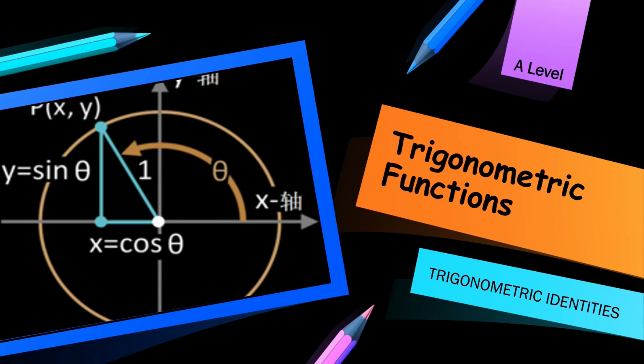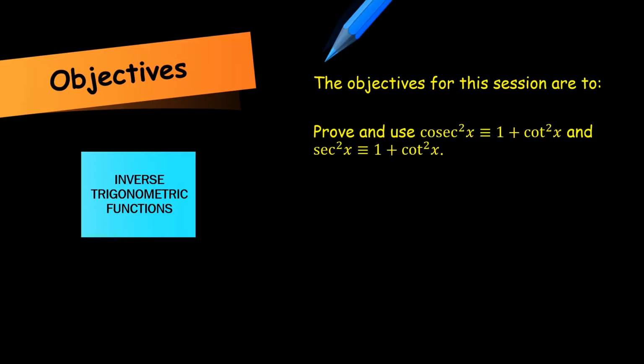Welcome to the session on trigonometric functions, trigonometric identities. The objectives for this session are to prove and use cosec²x is identical to 1 plus cot²x and sec²x is identical to 1 plus tan²x.